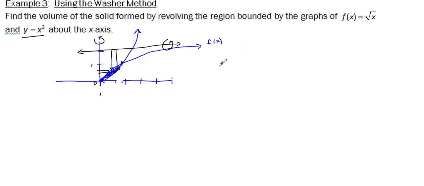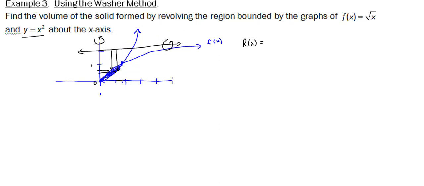Let's see what we can get here. We know we're still going from 0 to 1. But we need to figure out what big R is, which is the outer radius. That's going to be the distance from the axis of revolution to this curve. So how do we figure that out? Capital R we'll call the outer radius. That's the distance from here to here.